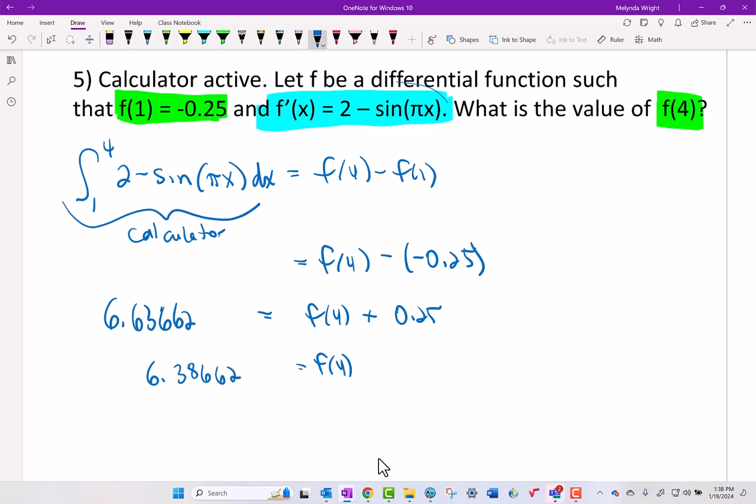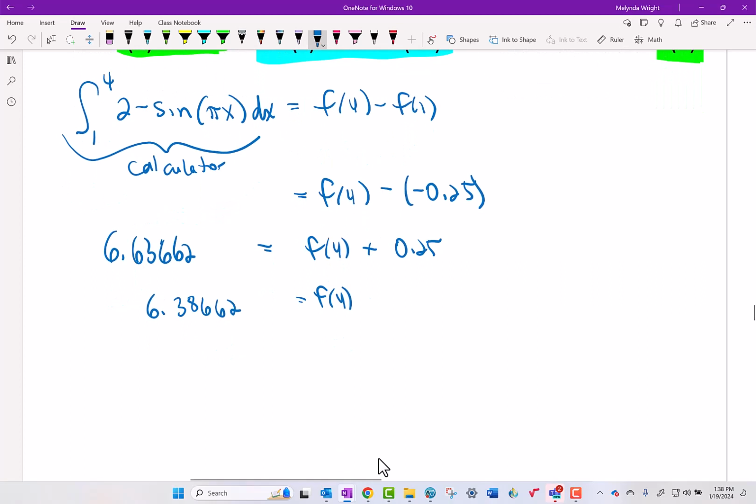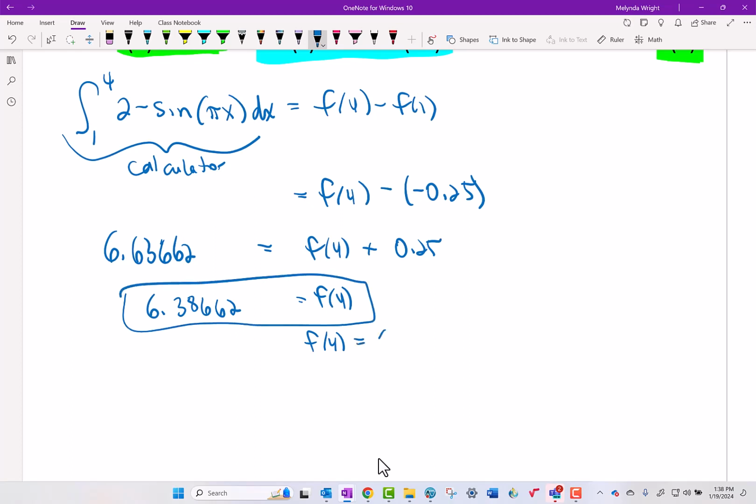So f of 4 is 6.38662. Now, I only need 3 decimal places, so I can either truncate. So the acceptable answers would be, you could leave that as your answer. That's fine. You can have more. But the smallest you could get is 3. So your answer could be 6.386 if I truncated, or it could be 6.387 if I rounded. Either of those answers is acceptable and the smallest number of decimal places that you could put.